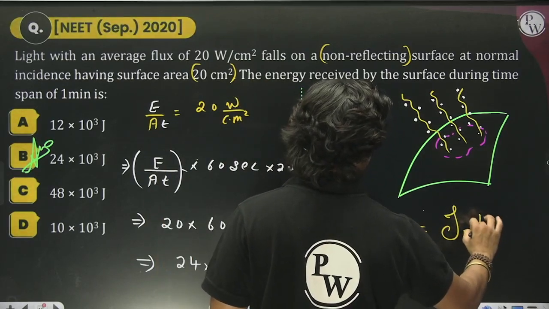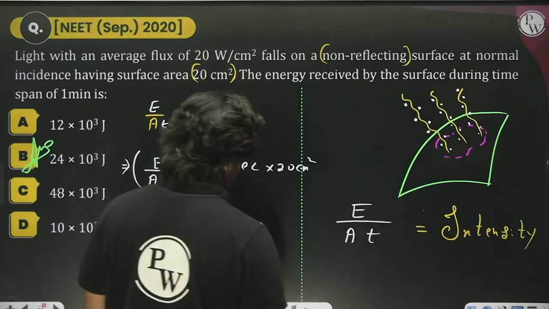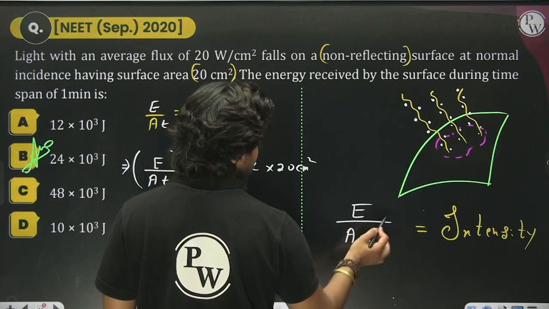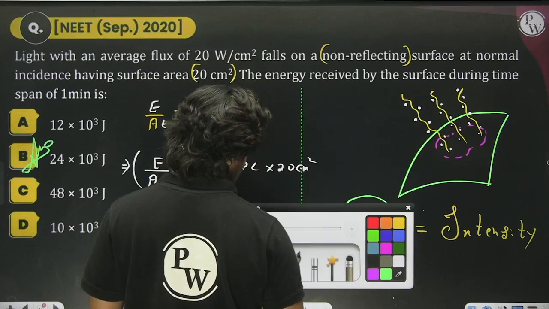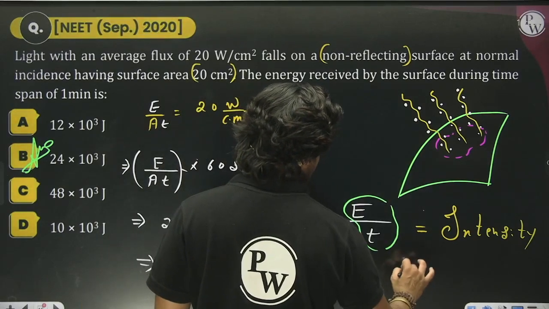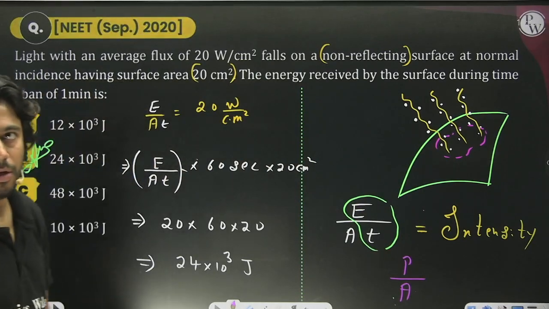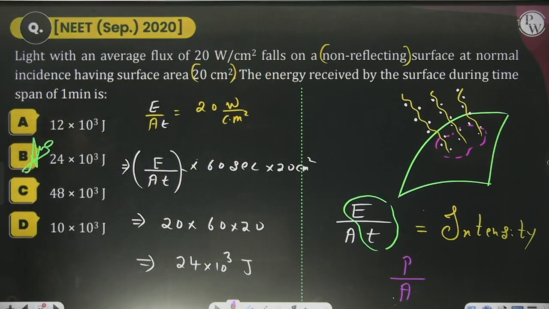Okay, what's going to be the unit? Energy falling per unit time is nothing but power. So the expression is for power per unit area. That means watt per meter square or watt per centimeter square. Note it down. This is an important concept. Please note it down.